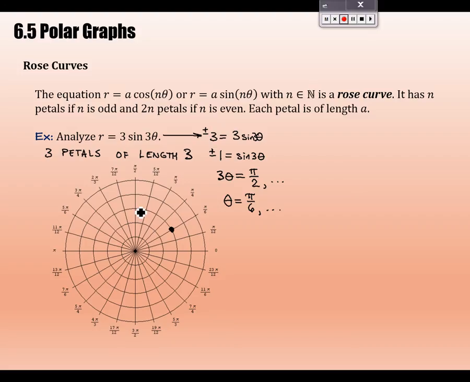Yeah, because you get 3 pi over 2. Sine of 3 pi over 2 is negative 1. So yeah, you'll get negative 3. So one of them is down here.